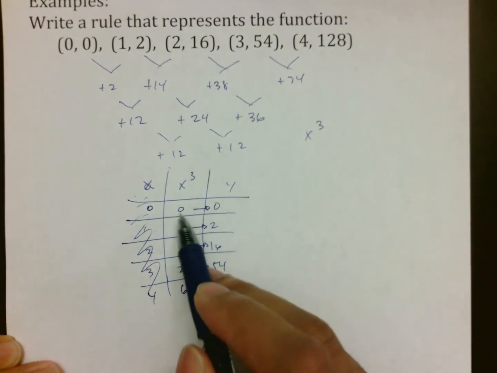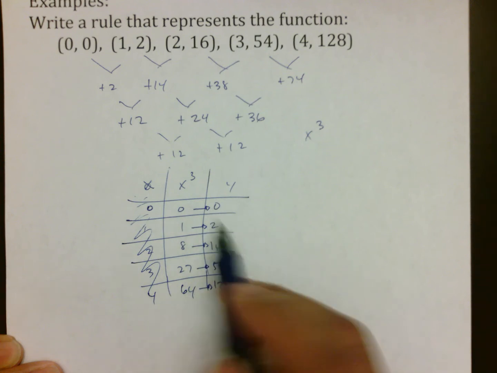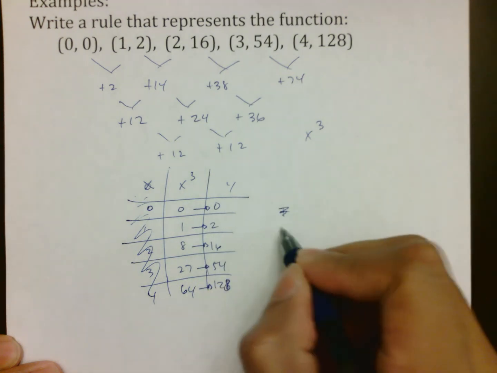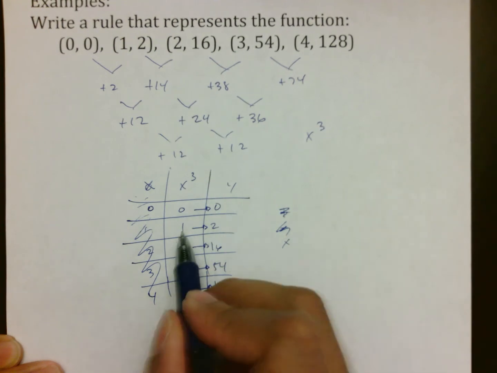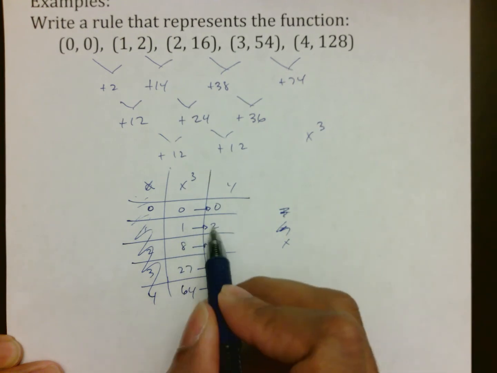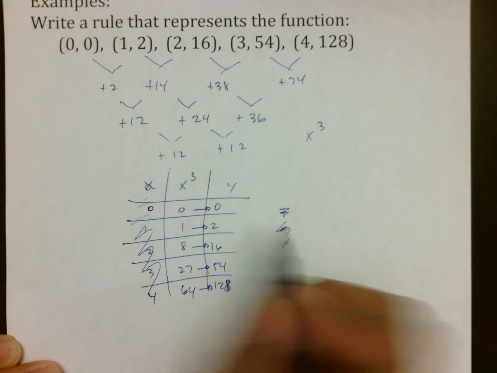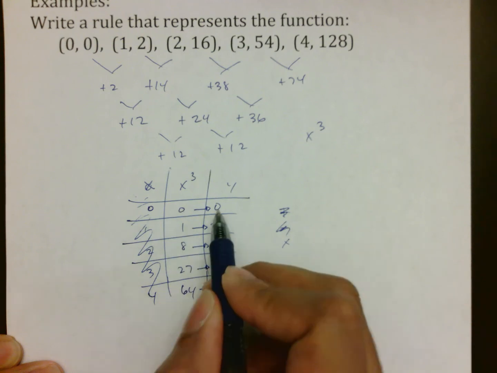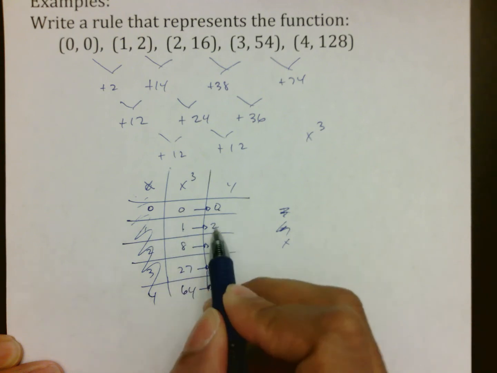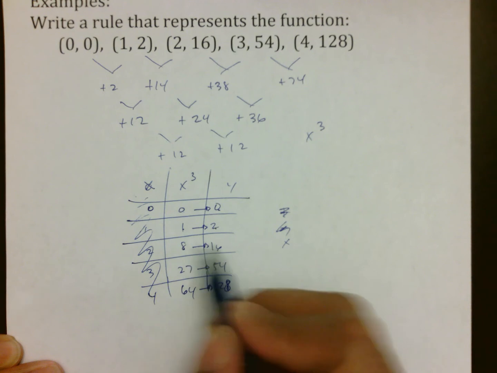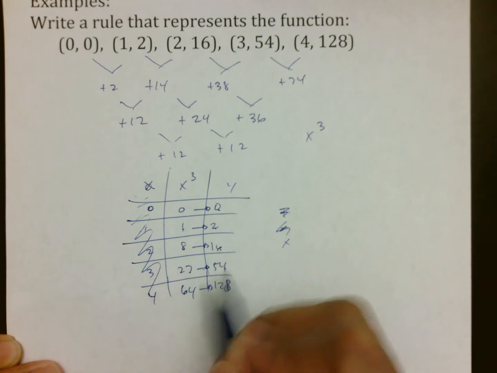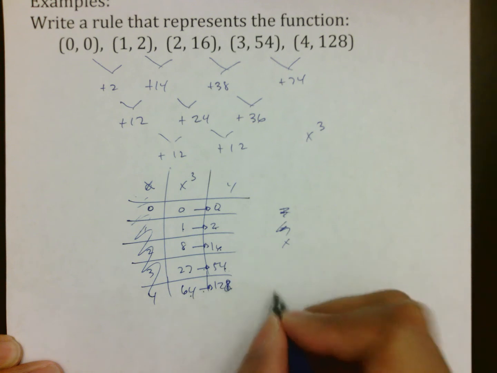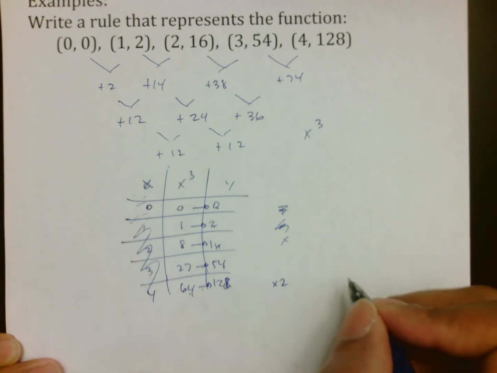Obviously I'm not adding anything, because if I add or subtract something to 0, that would be a different number, so that's not it, which means take addition off the table, take subtraction off the table. Let's look at multiplication. So you don't think multiplication here, but I can multiply 1 by 2 to get 2. So think multiply by 2. Is 0 times 2 0? Yes it is. Is 1 times 2 2? Yes it is. Is 8 times 2 16? Yep. Is 27 times 2 54? Yep. 64 times 2 128? Yep. So what you're doing here is you're multiplying by 2.